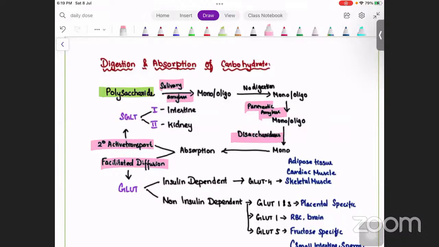We already studied that in general physiology yesterday. Secondary active transport is mediated by, as I said, SGLT1 and 2. One is in the intestine and another is in the kidney. Facilitated diffusion is mediated by glucose transporters, GLUT, which are of two types: insulin dependent or non-insulin dependent. Insulin dependent glucose transporters are GLUT4, which you see in skeletal muscle, cardiac muscle, and adipose tissue.